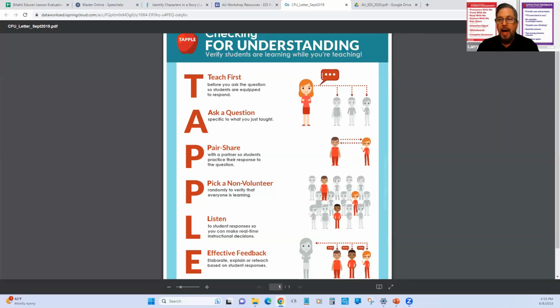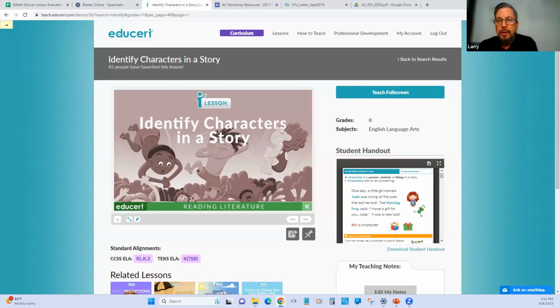Okay. Now, here's what I'm going to do. Without using any posters, I want you to write down, what does TAPL stand for? On your own, no pair share, no cheating, no using your handouts. All from memory. What does TAPL stand for? When you're done, just raise your hand. Don't share with anybody and don't even show me.